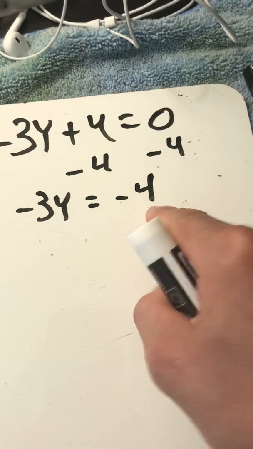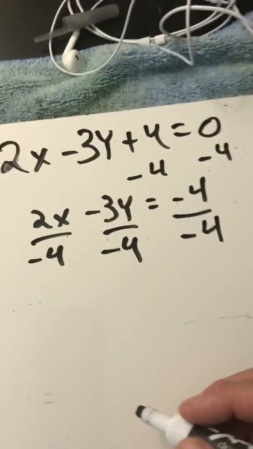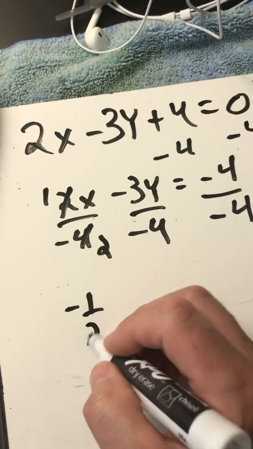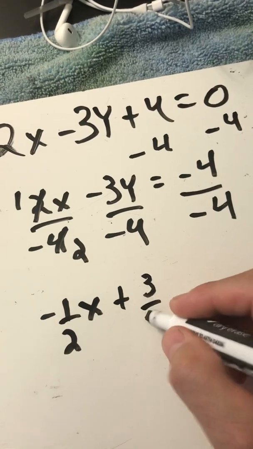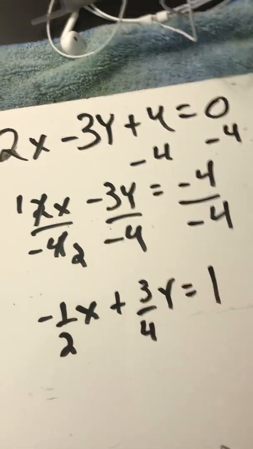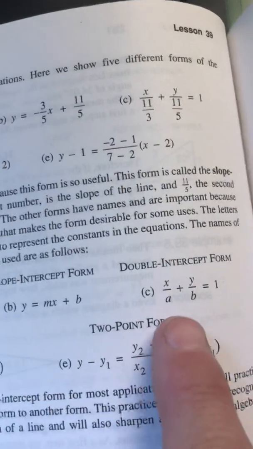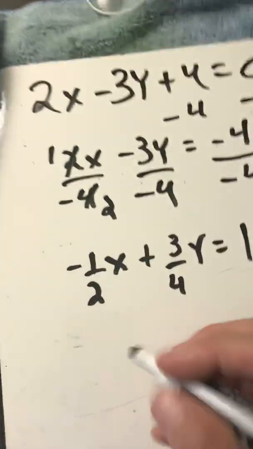How can we get this side to equal 1? We divide every term by -4. This will cancel to -1/2 x plus 3/4 y equals 1. Now, hold on, we're not done, because they want x over the coefficient. The coefficient is the number in front of x. And they want y over the coefficient of y, which is the number in front of y. So how do you put something over it? You invert it and bring it to the bottom.